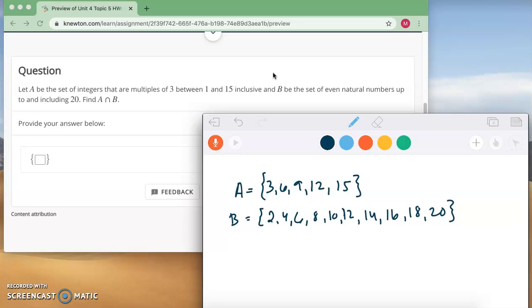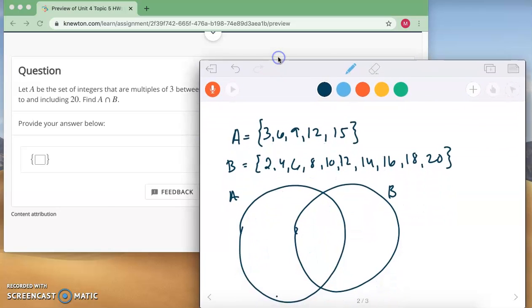All right, so it says find A intersect B. Again, you can draw your Venn diagram. All right, so this is A, and this is B. Let's move this up so you guys can see it all. So we have 3, 6 is in both. What I'm doing is I'm going through A and I'm putting everything on the A side or in the intersection if they're in both. 9 is in A, 12 is in both, and 15. Is that it? Okay, that's it for A.